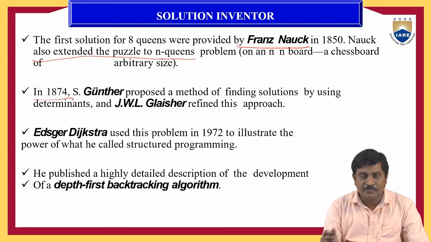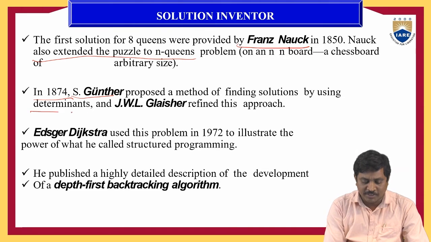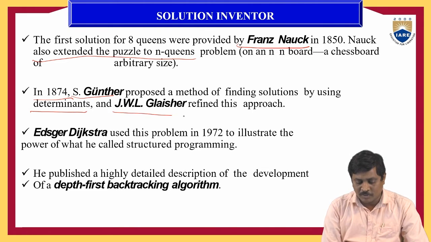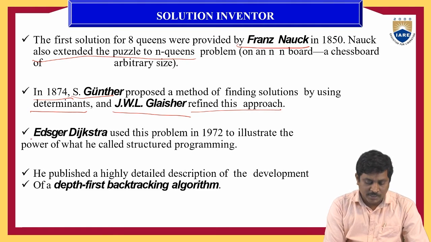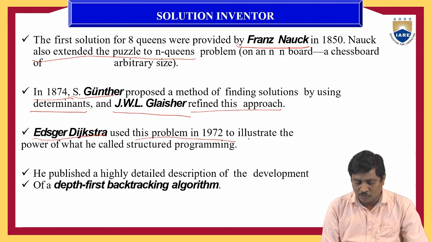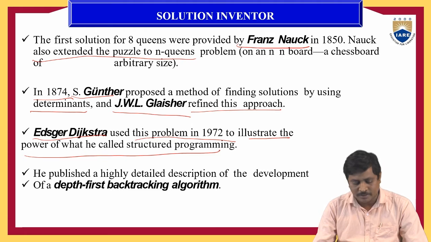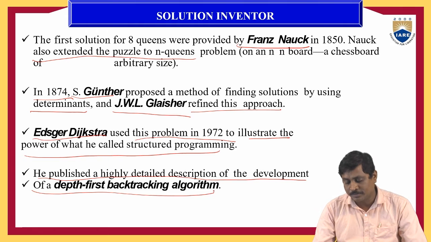In 1874, S. Günther proposed a method of finding solutions by using determinants, and J.W.L. Glaisher refined this approach. Edsger Dijkstra used this problem in 1972 to illustrate the power of what he called structured programming. He published a highly detailed description of the development of a depth-first backtracking algorithm.